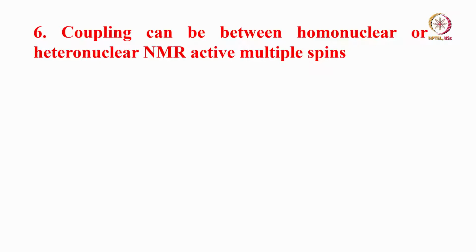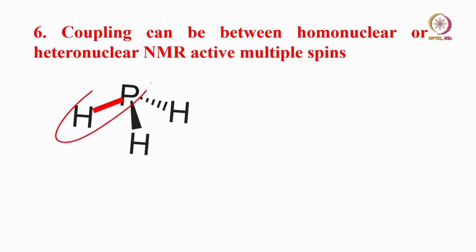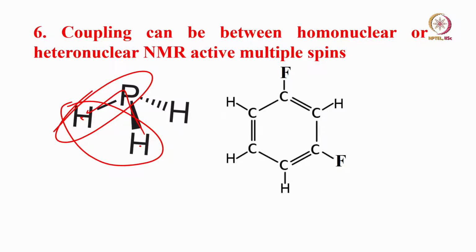And coupling can be between homonuclear and heteronuclear spins. When I am talking about a proton, that does not mean it should interact with only protons. It can couple with any other nuclei present in the molecule. Take for example this group, a hypothetical group I am taking. There can be a coupling between this proton and phosphorus, a 1 bond PH coupling. A 2 bond PH coupling is also possible. This coupling is present.